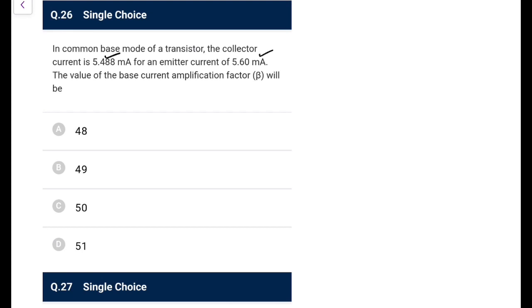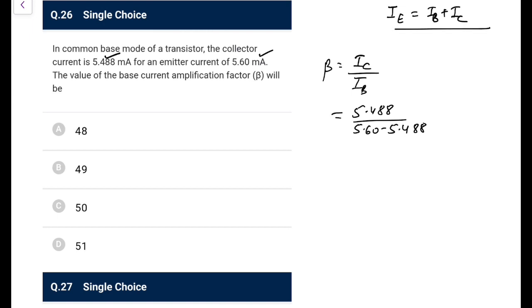In a common base mode, the collector current is given. For an emitter current, the value of base current is, so beta you write it as IC over IB. So IC is 5.488 and IB would be IE minus IC, that is 5.60 minus 5.488. Always remember IE is IB plus IC, that is a fundamental equation for any transistor. So what you have, 5.488, this would be 2, this would be 9 and 8 1, this would be 1, so 0.112.